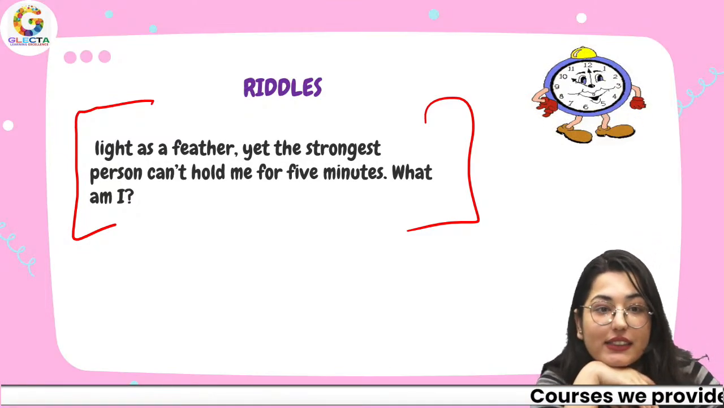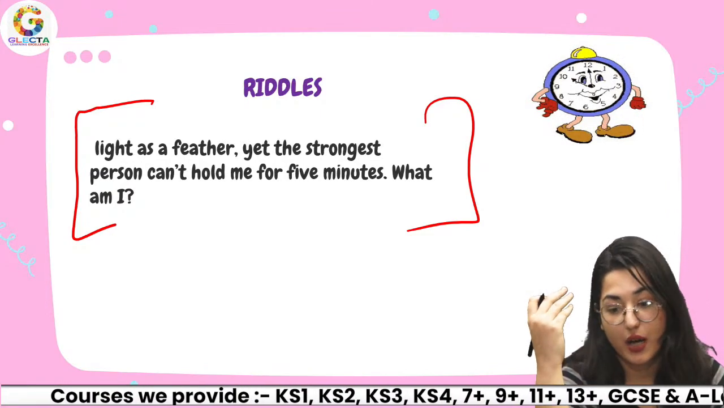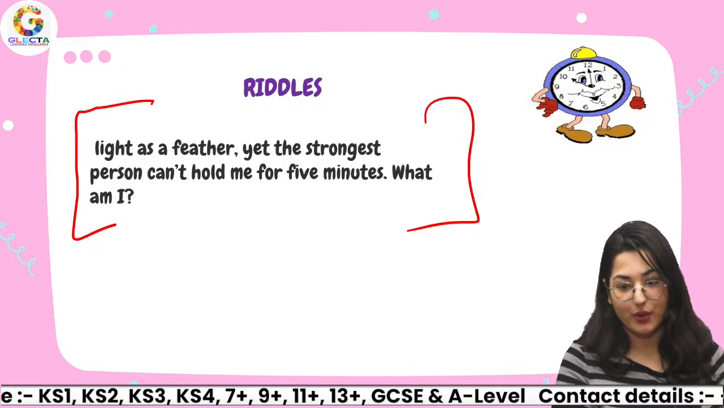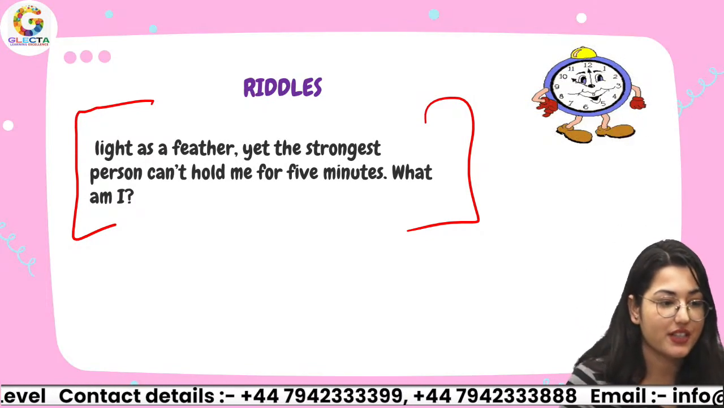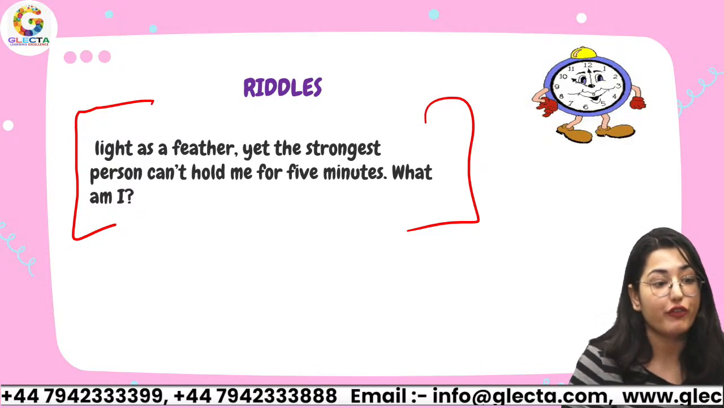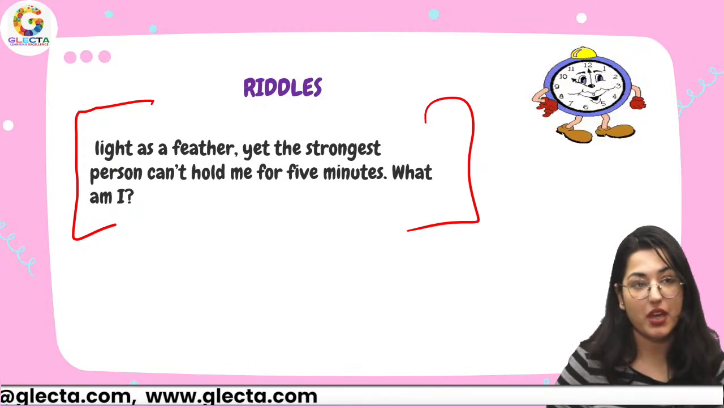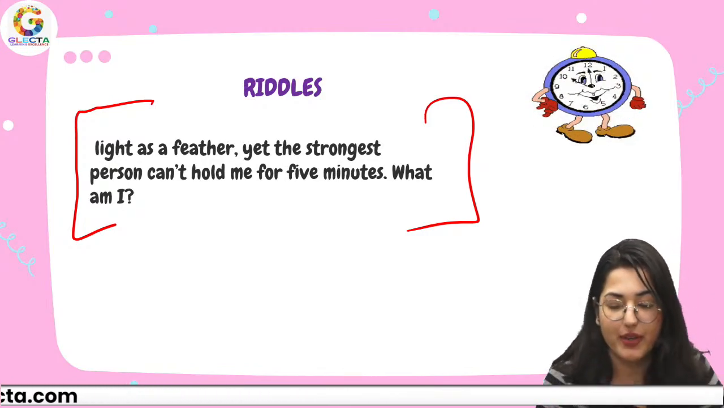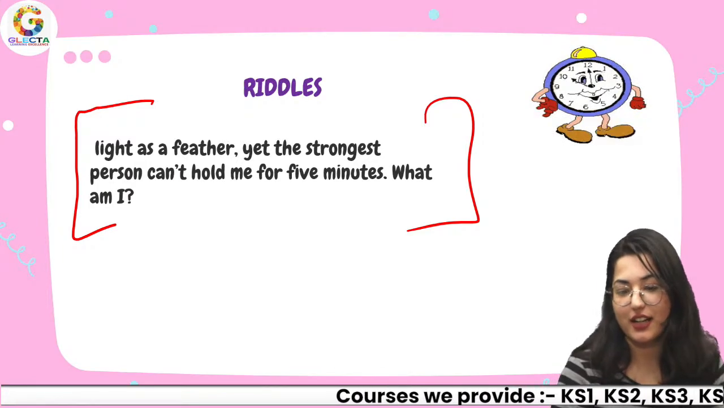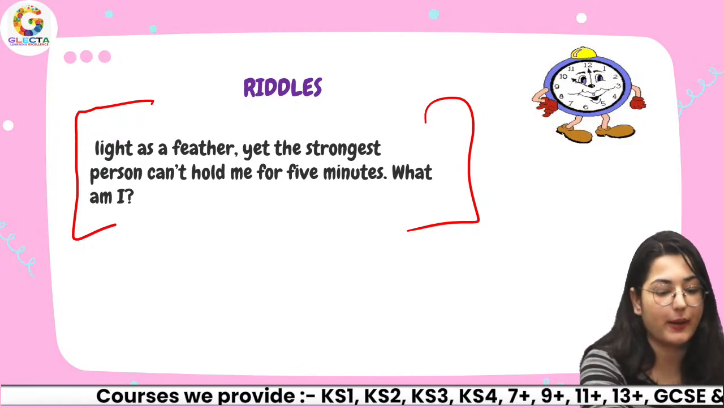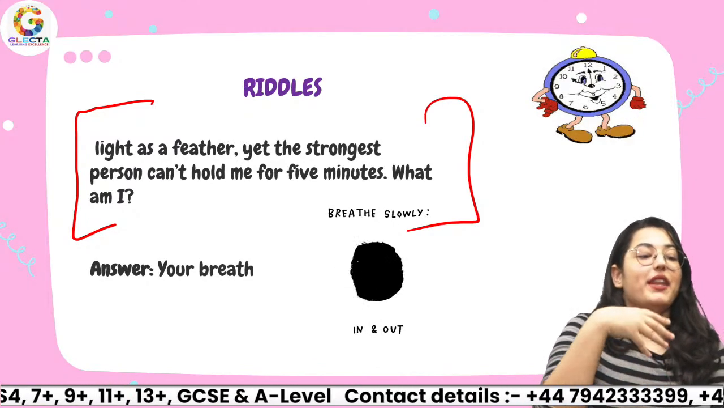Quickly tell me the answer for this. I'm waiting. Which thing is even light as a feather, but no one can hold it? Okay, Perfect Gaming is saying oxygen. A person can hold me for 5 minutes, see, a person can hold it, not more than 5 minutes. Perfect Gaming is saying air. Toys R Life is saying oxygen. Mothership is saying breath. Okay, so the right answer is your breath. You cannot hold it for even more than 5 minutes.